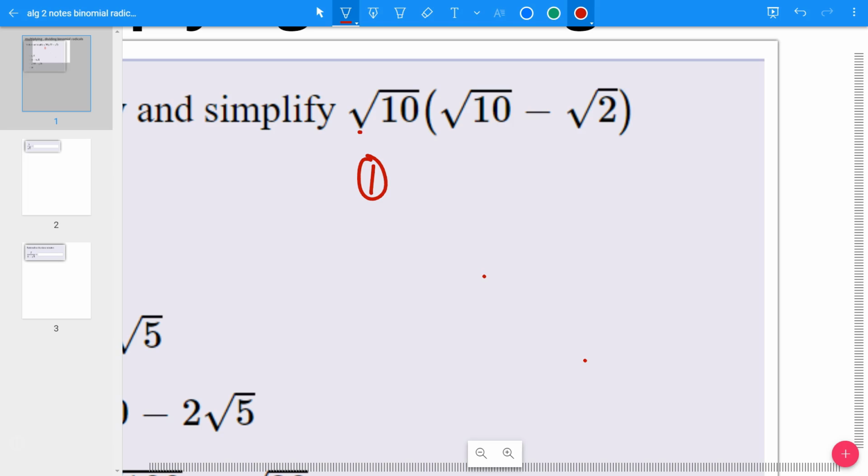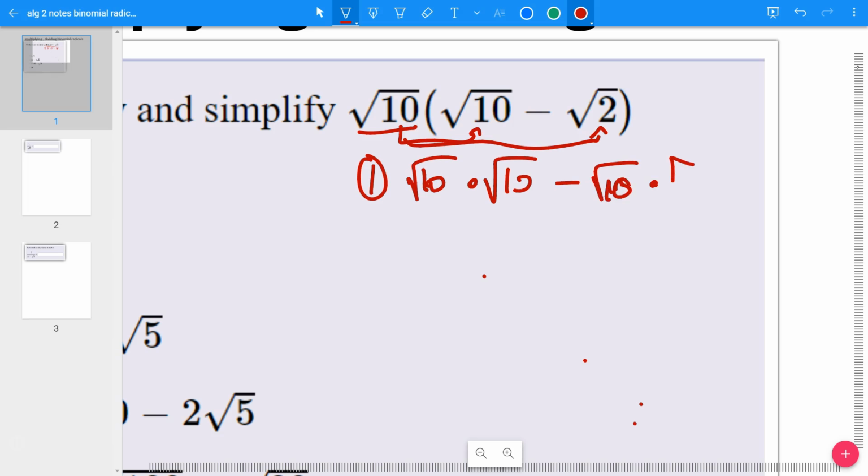So that means that the 10 under the root symbol on the outside, that whole thing should be distributed to each term inside the parentheses. So you're going to send that over here, and then you're going to also send that over here, and you end up with the root of 10 times the root of 10 minus the root of 10 times the root of 2. Again, when I say root, I mean a square root.